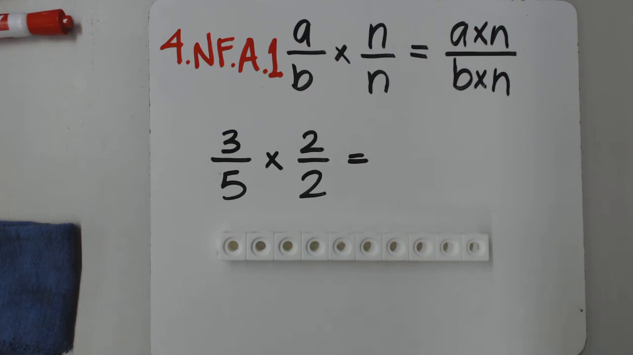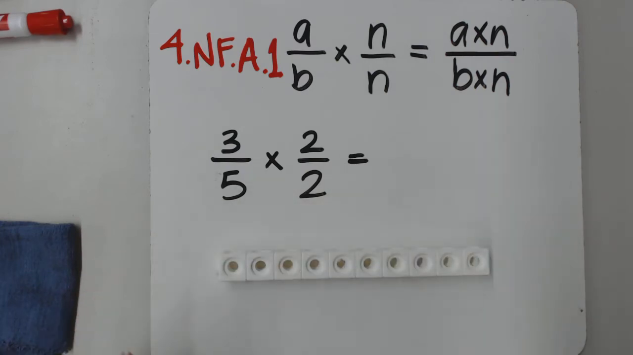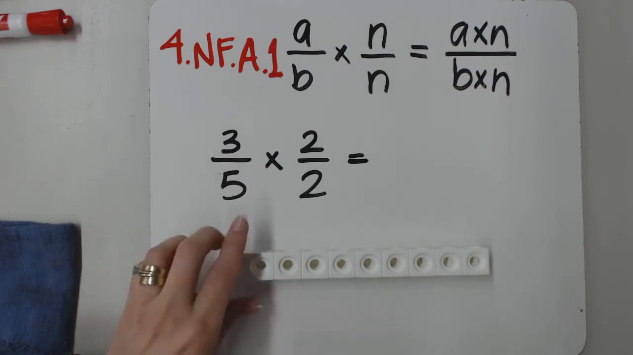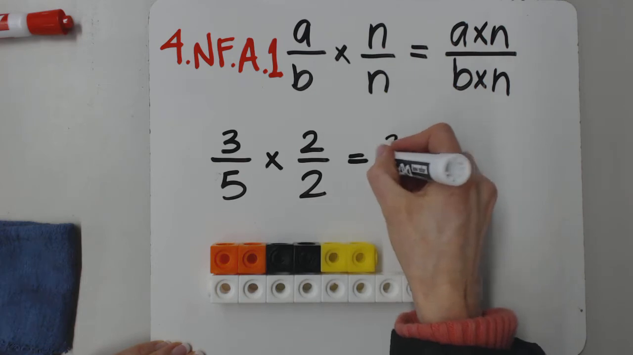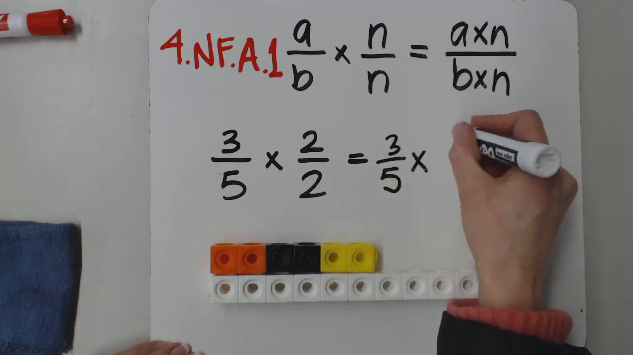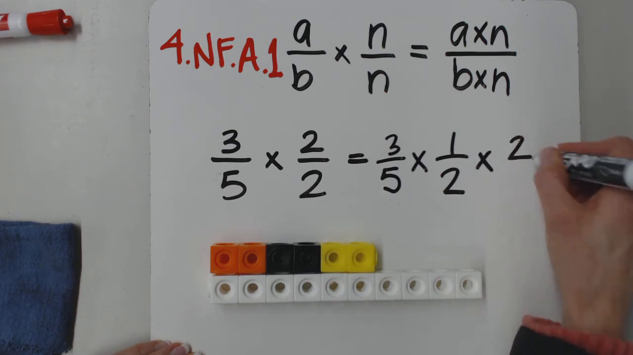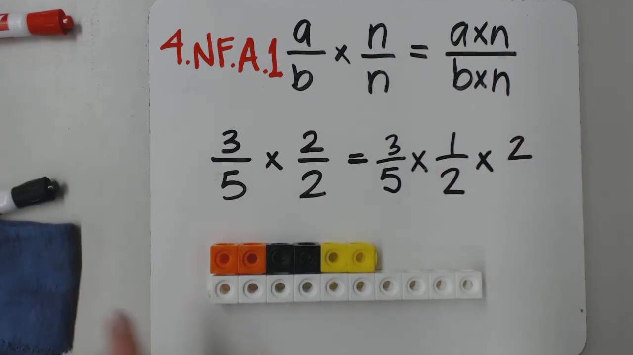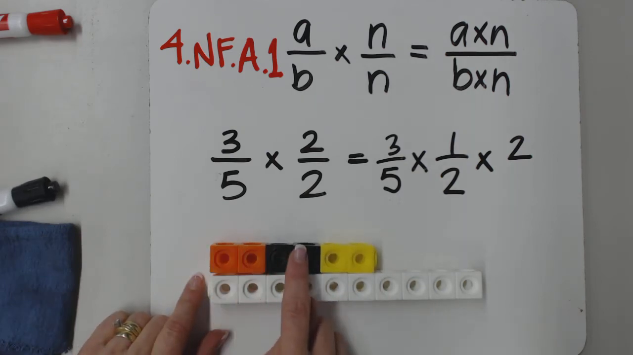Once I have that unit of 1, then I can partition it into 5 pieces, and then I can take 3 of them. So I'm going to pull 3 of those off, and now I'm looking at my 3/5 piece. Now to connect to this, we're going to split this 2 over 2 into 2 different operations. The first thing we're going to do is take half, and then we will iterate that result 2 times. So visually, that means I'm going to take each of these 1/5 pieces and select half of it.